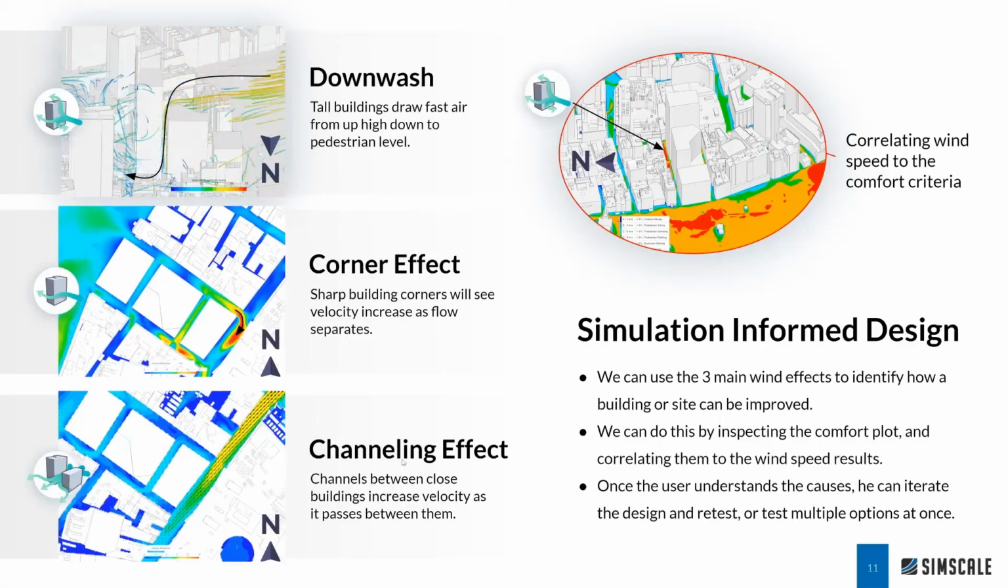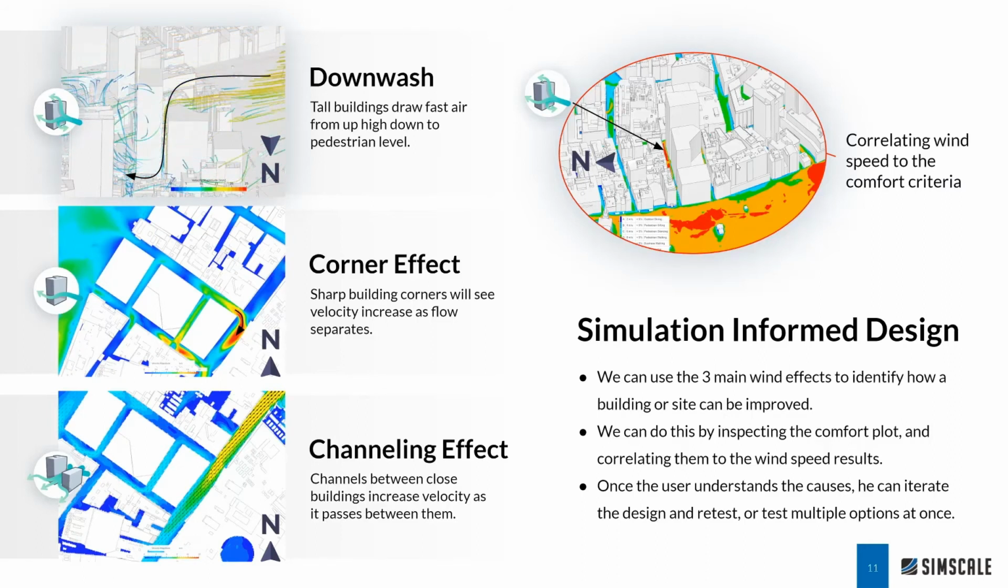So building off of pedestrian comfort, which I've now got on the top right, how can we use individual results to really determine what's happening at a local level? So in this case, what we're going to do is we're going to use the 3 main wind effects to identify how a building or site can be improved to increase the suitability of that design for the activities that people need to do. And we can do that by firstly inspecting the comfort plot, as I mentioned, and then correlating them to the wind speed results that I've got on the left hand side. And once the user can actually understand the causes, they can iterate the design and retest it.